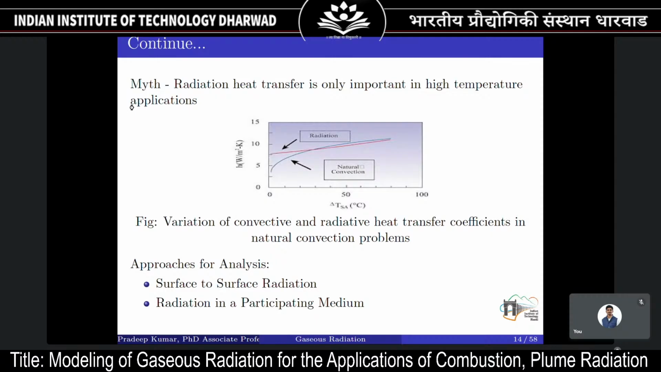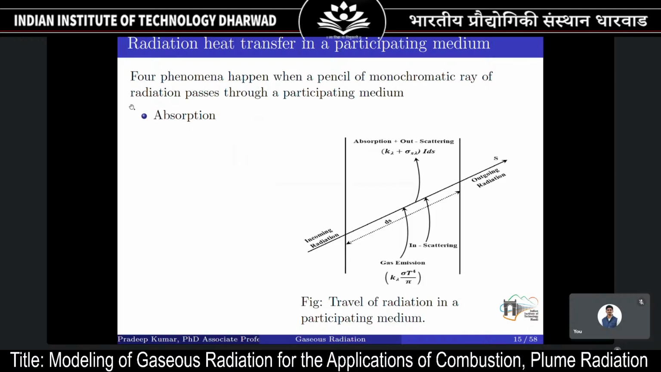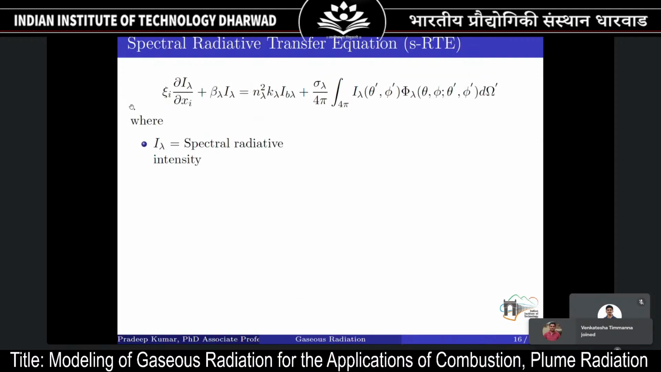Radiation in a participating medium. Consider a pencil of ray, a monochromatic ray. I am putting emphasis on pencil of ray and monochromatic. Monochromatic means a single wavelength, and pencil of ray means only one direction. It is going into a medium which is participating. Four phenomena happen: one is absorption, another is emission, and then in-scattering and out-scattering.